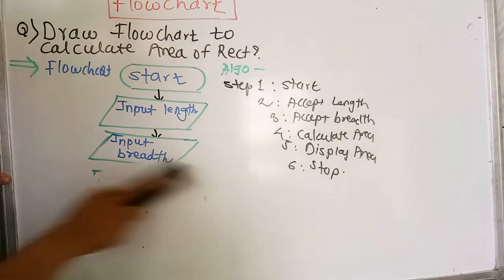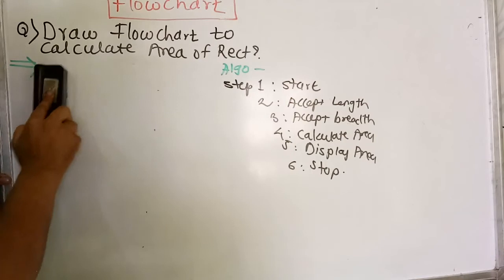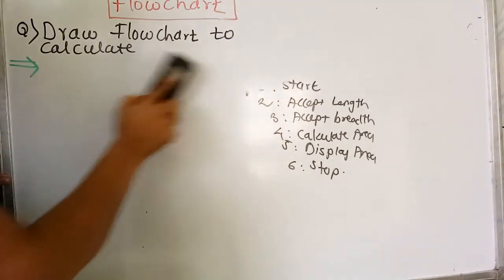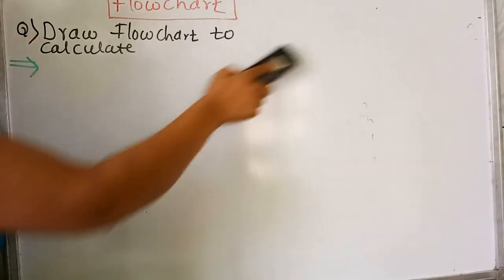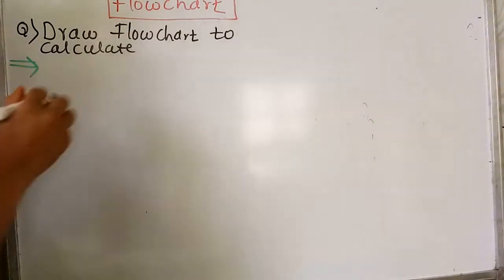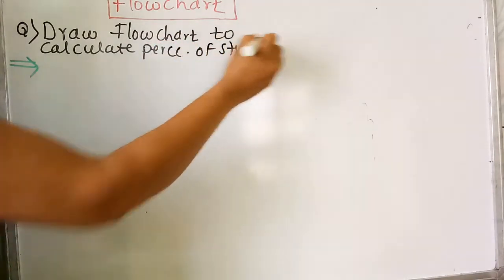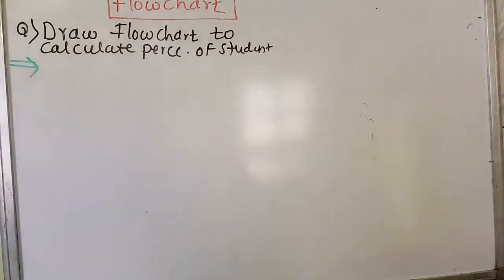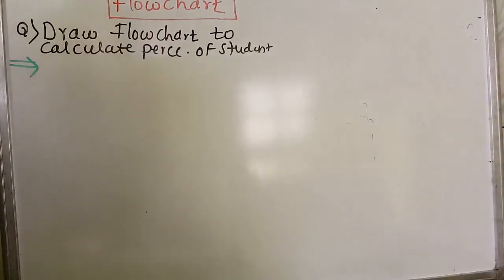Let us take another example, that is, we have to calculate the percentage of a student. For this problem we calculated the algorithm in the last video. We only cover the flowchart here. For that we all know that we have to accept the marks in a few subjects. Here we will take marks in, for example, 3 subjects, then calculate the total and percentage and print the percentage.